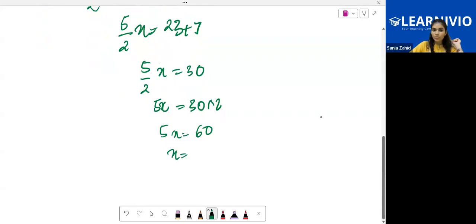Then you have to remove 5. So how will you remove 5? 5 is being multiplied, so you will take it here and it will be divided. So you will have 12 as the answer.